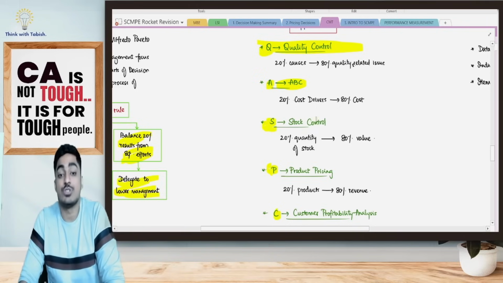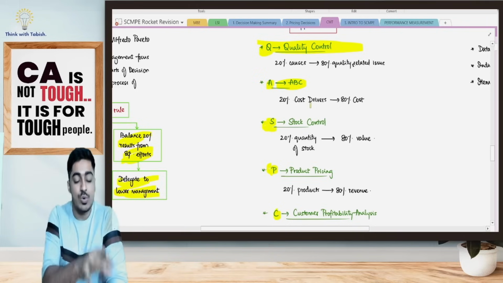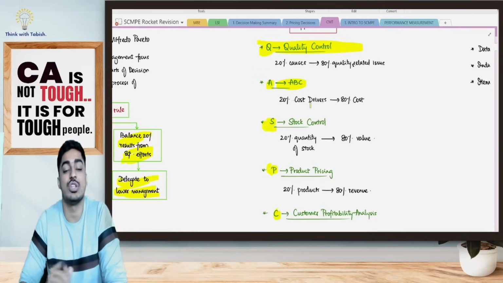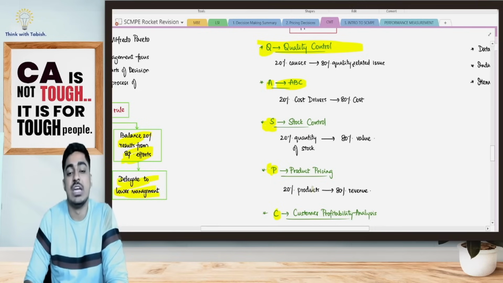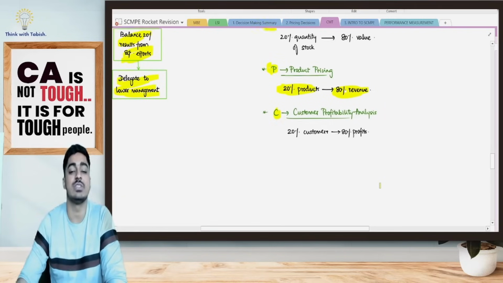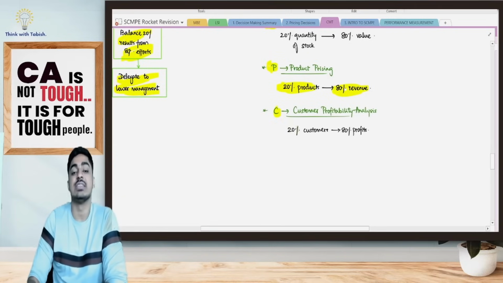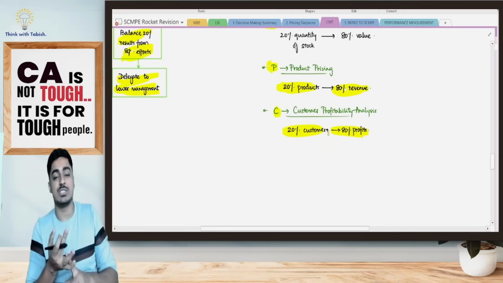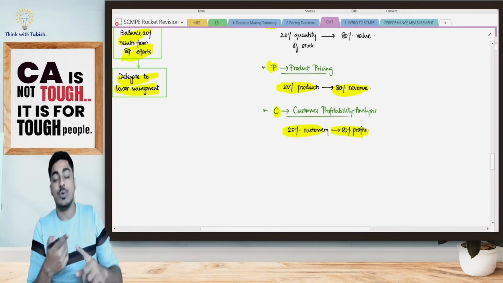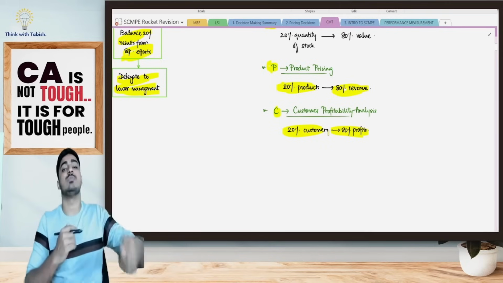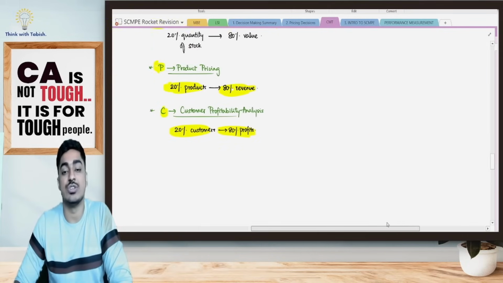S stands for stock control. 20% quantity of stock contributes to 80% value of your stock. So focus on them first. Product pricing: 20% of your products are giving you 80% of revenue. Focus on them first. Customer profitability analysis: 20% of customers are giving you 80% of profits. So all these vital few, 20% customers, 20% products, 20% quantity of stock, 20% cost drivers, 20% quality issues, on them top management should give more attention.